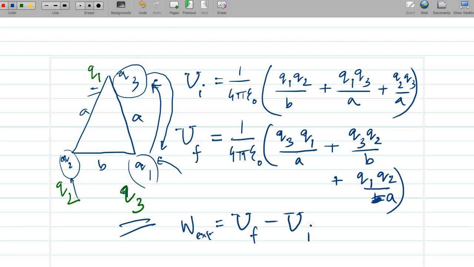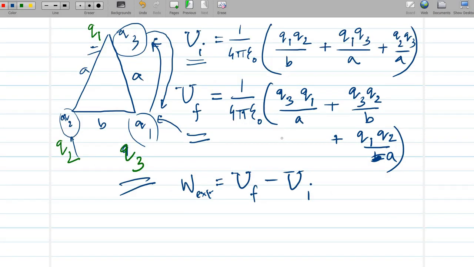So if I subtract this from that, what do I get? I get this equals, well, the similar terms, if there exist any, will cancel each other. So I have Q1, Q2 divided by A. Q1, Q2 divided by B. Not similar. Q3, Q2 divided by B. Q3, Q2 divided by A. Not similar. Only these two terms are similar, so they cancel each other.